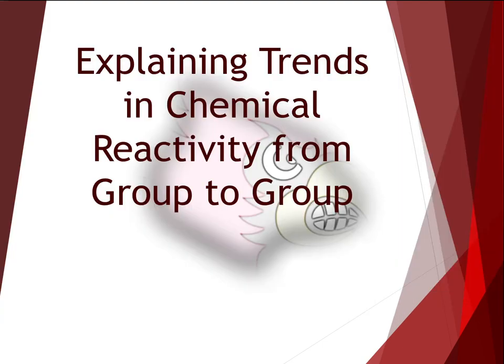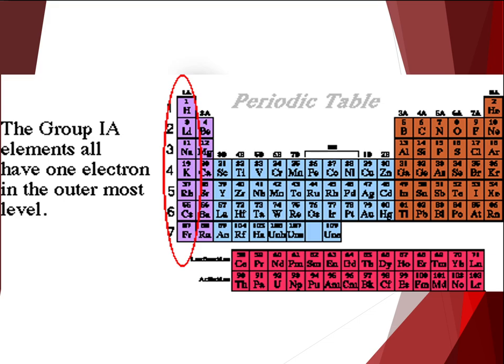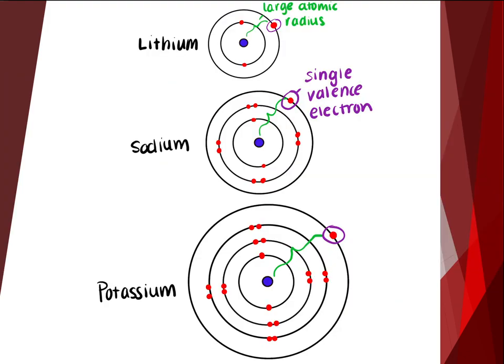Explaining trends in chemical reactivity from group to group. Elements within the same group have the same number of valence electrons in their outermost energy level. Therefore, the general pattern of reactivity seen between elements within the same group can be explained by this similarity in valence electrons. For example, all alkali metals have one electron in their outermost energy level. We can explain their highly reactive nature from this feature.